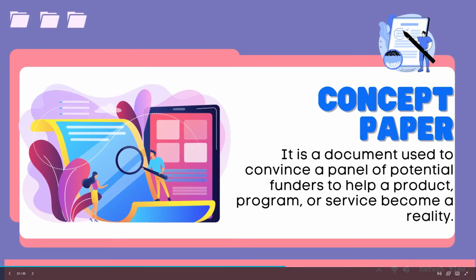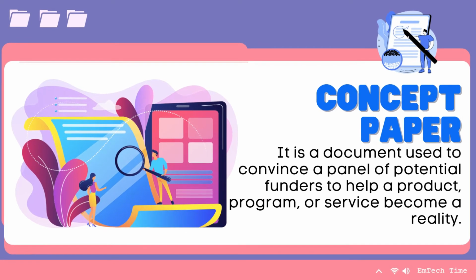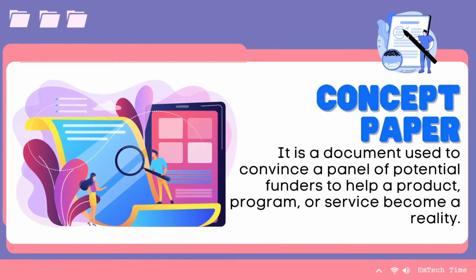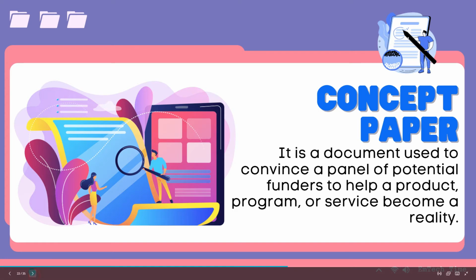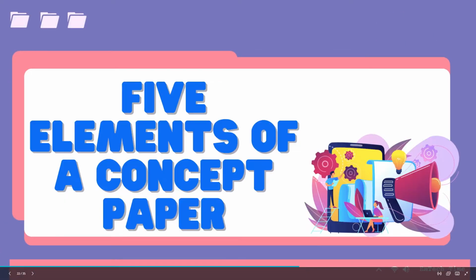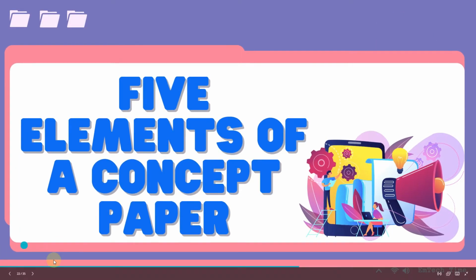As I have said, a concept paper is a document used to convince a panel of potential funders to help a product, program, or service become a reality. A concept paper is a document used to convince a panel to share awareness and to help our programs become reality. A concept paper has five elements. So the five elements of a concept paper are the following.